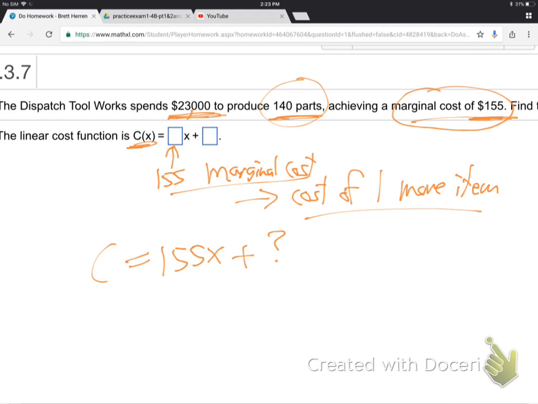What goes at the back is the one-time cost, isn't it? In other words, for them to produce 140 parts, they have to make a machine, and they have to pay for the whole machine that'll crank out these parts. And there's a cost to make that machine before even one part has been made. And then it cranks out parts using the steel or whatever that cost them $155 per part in steel to crank out once the machine has already been purchased. So out here is the one-time cost.